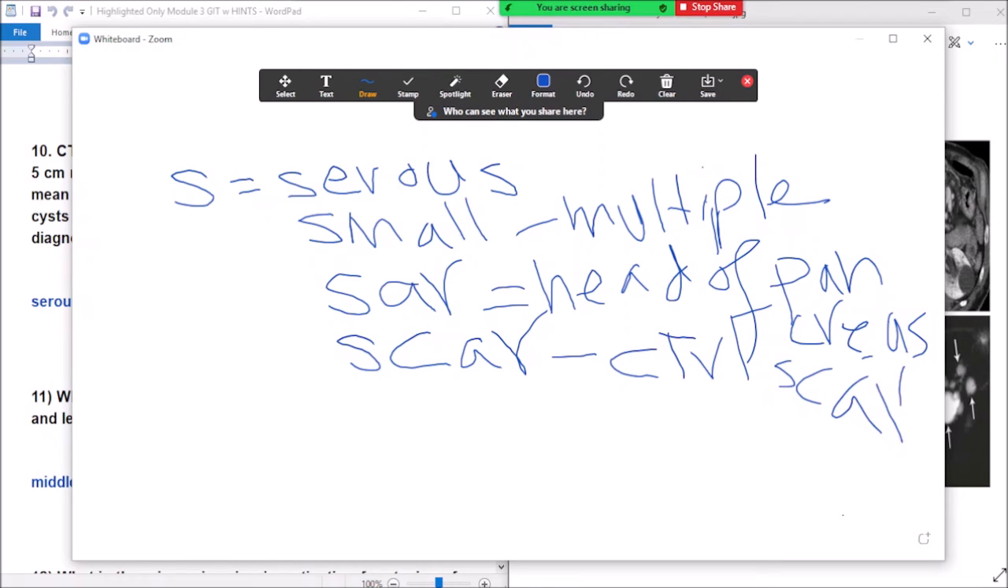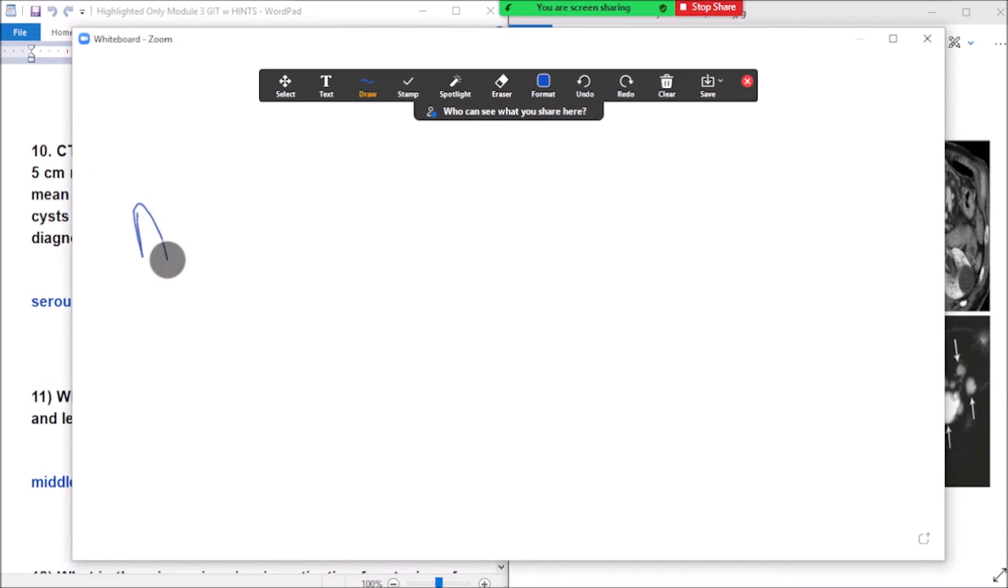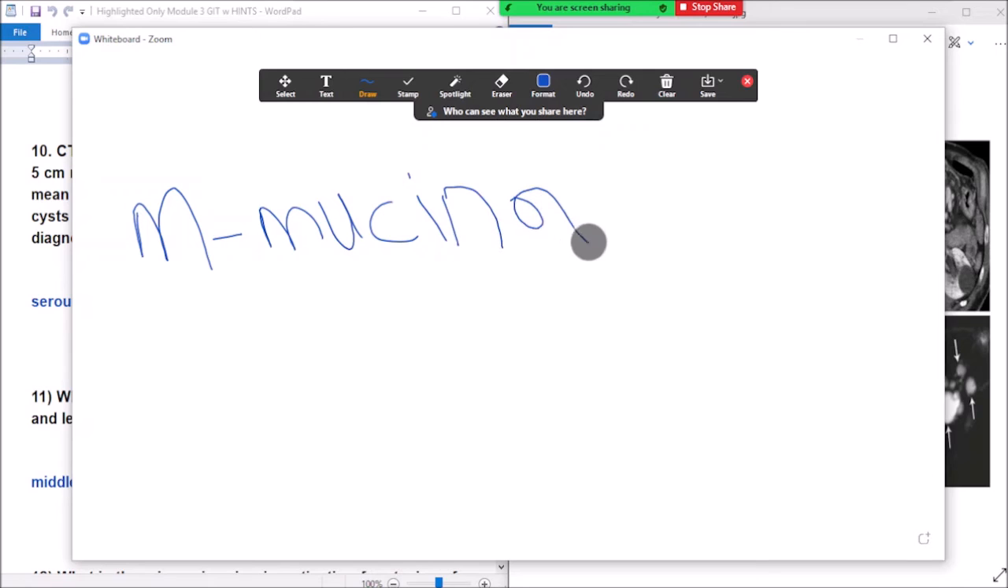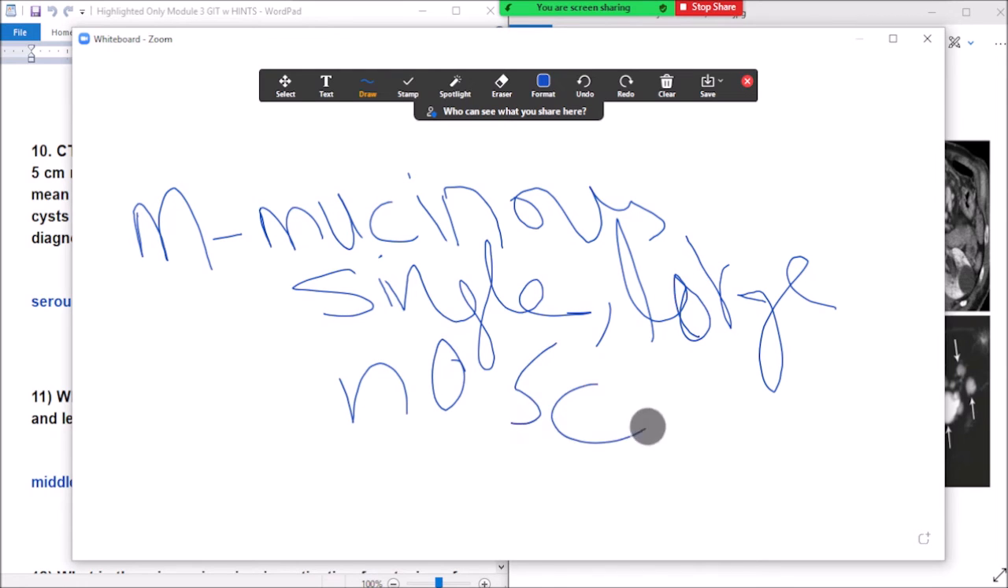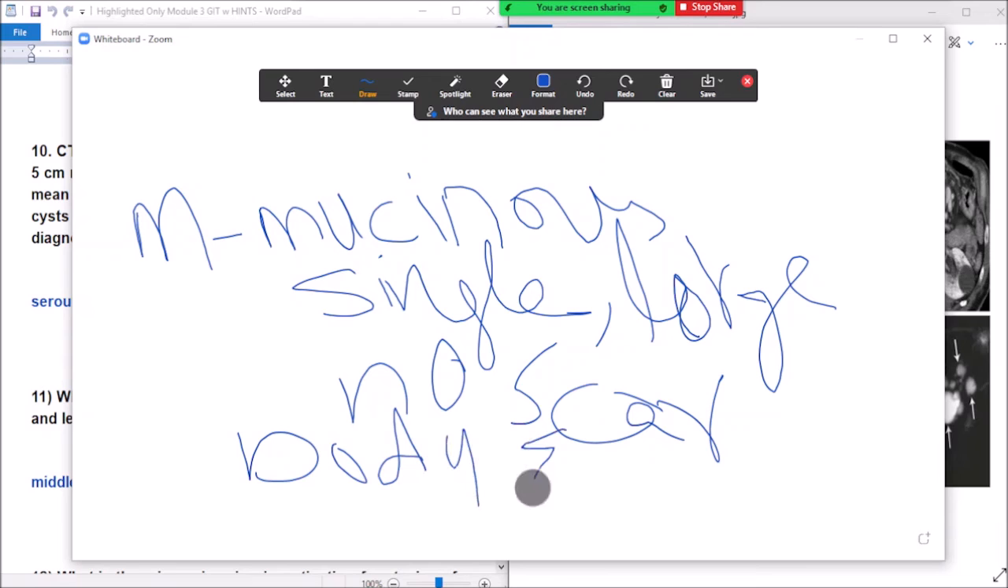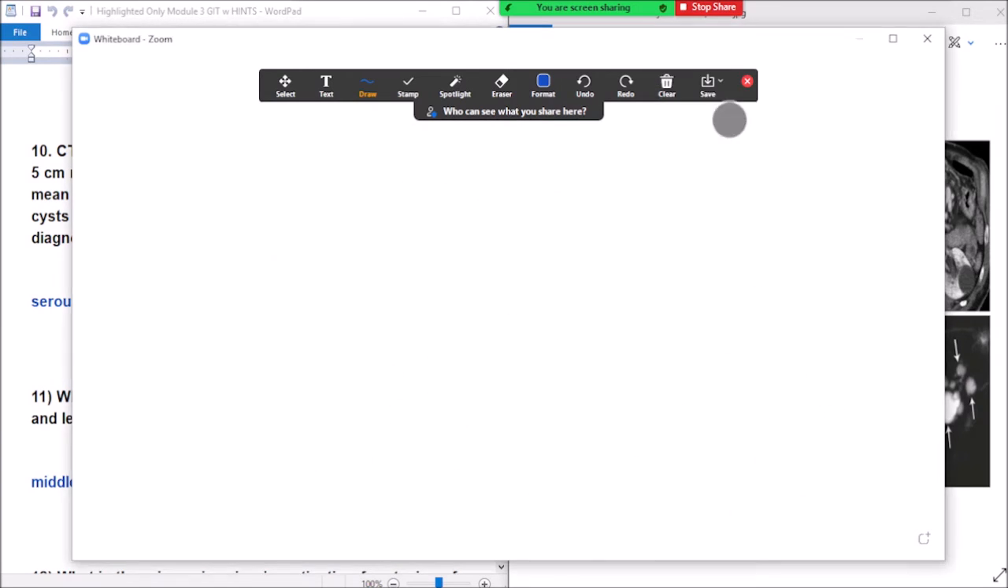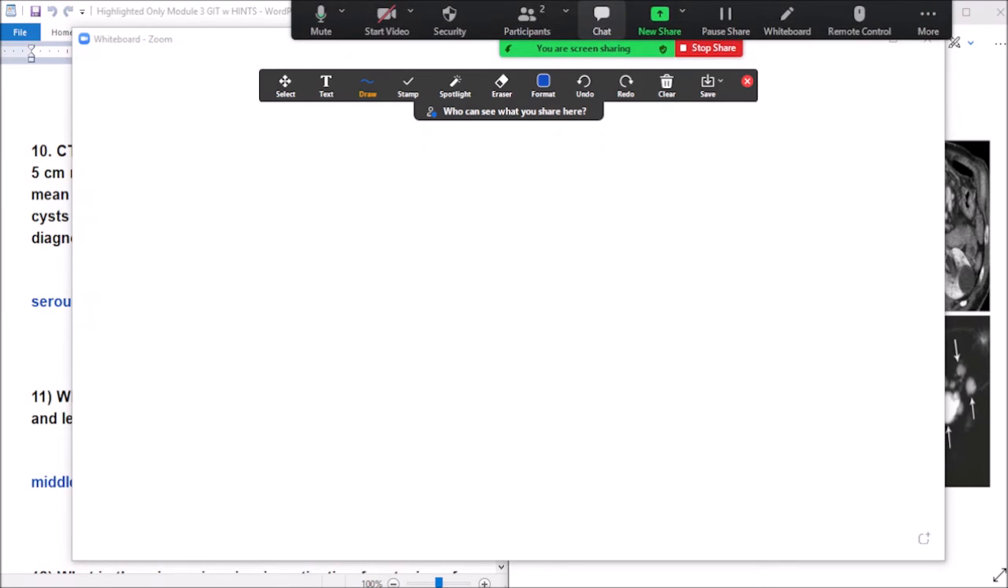And for mucinous, M: mucinous, single, large, no scar, and body and tail. Correct? Also, serous has a bunch of grapes appearance.